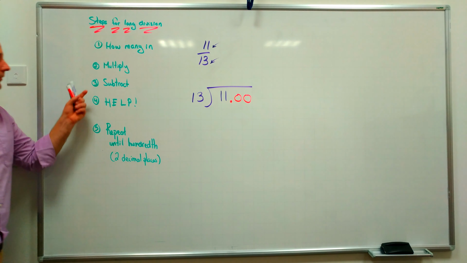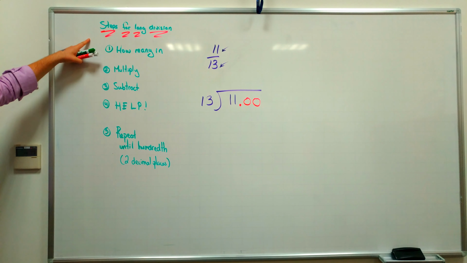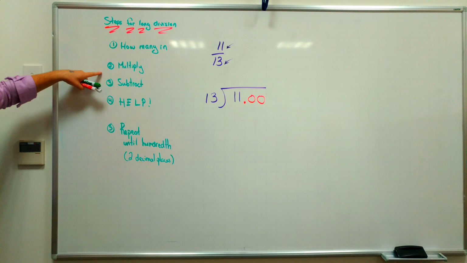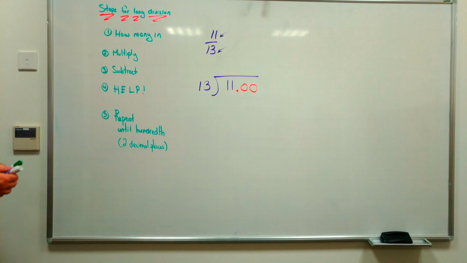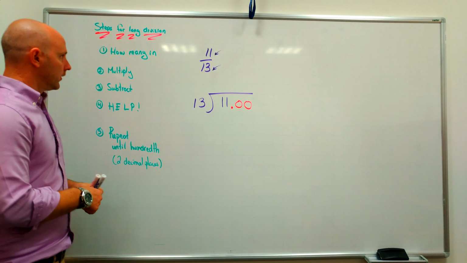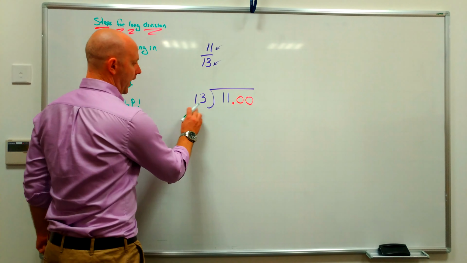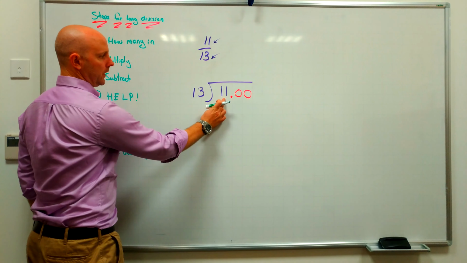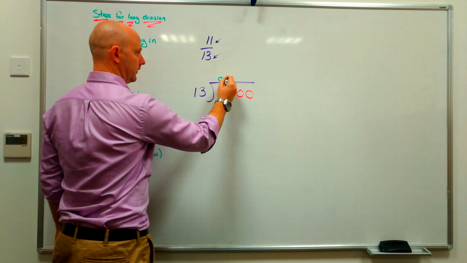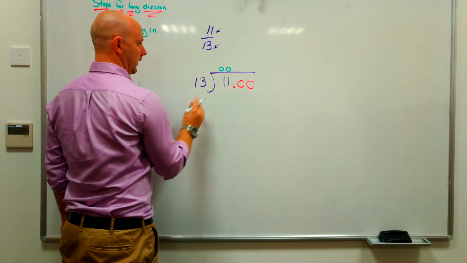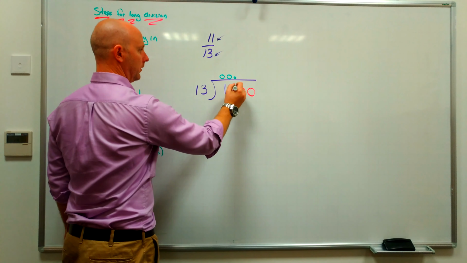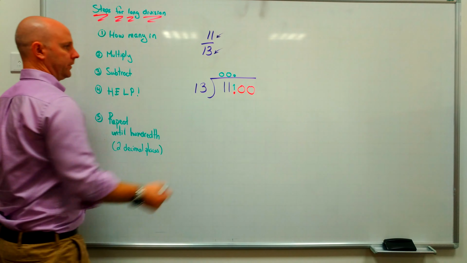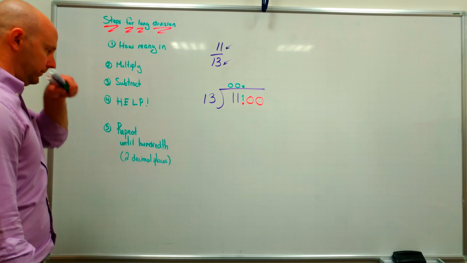And then I use these 5 steps that we have over here for long division. How many in? Multiply, subtract, help, and repeat until the 100th column, or until finished. And I'll show you how that works. So I go to step 1 and ask myself, how many 13s go into 11? Well, in this case, 0. You can't fit 13 into 11. It's impossible. And so then I put my decimal straight above from where it was in my dividend.